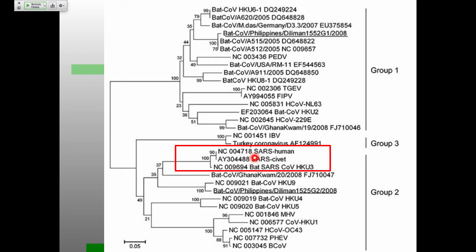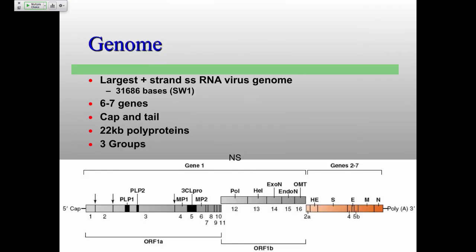The other thing to point out, again, when you're looking at these trees, anytime you see a number like 37, you could say this is probably crap. Anytime that you see a number like 90 or 100, it's actually really pretty reasonable. So that this group here is a sister group to that bat coronavirus, yeah, maybe. That all of these bat coronaviruses are related to each other, definitely yes. So that's looking at trees and looking at some of these structures.